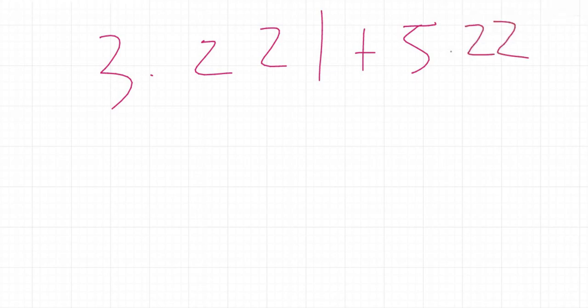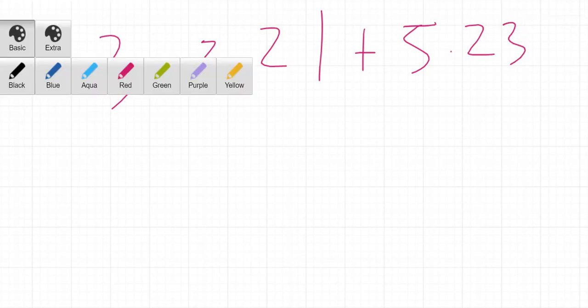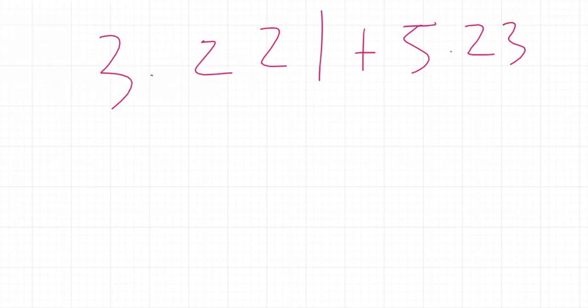If I have 3.22, let's say, plus 5.22, well, I'm using too many twos. So if I want to add this, I will simply do what I just did. But normally I love to put the bigger number at the top. When I'm adding these numbers, I love to put the bigger number at the top.